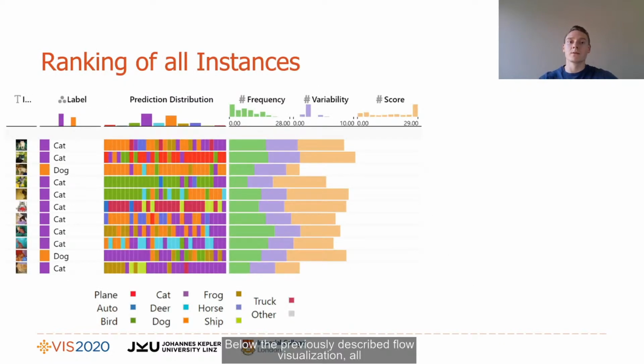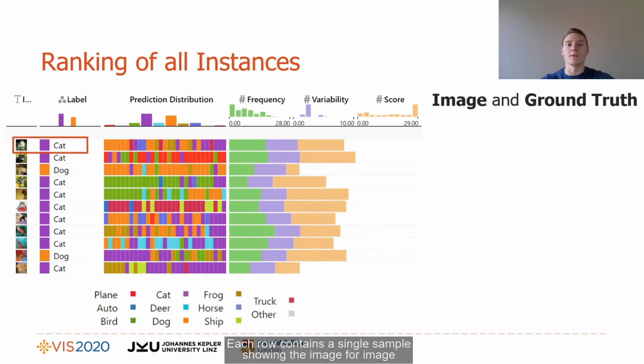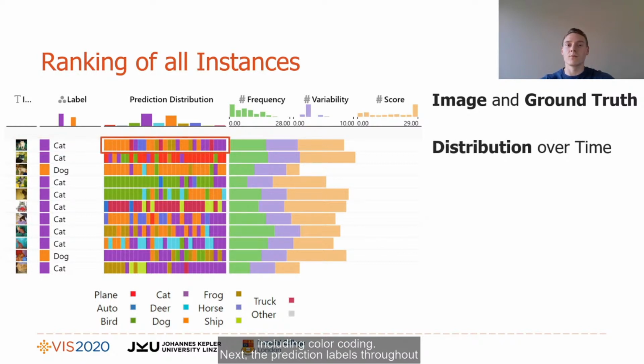Below the previously described flow visualization, all instances are organized in a sortable, filterable, and flexibly customizable ranking using the lineup ranking technique. Each row contains a single sample showing the image for image classification tasks, as well as the ground truth label including color coding. Next, the prediction labels throughout the epochs for this specific instance are displayed as a colored heat map.